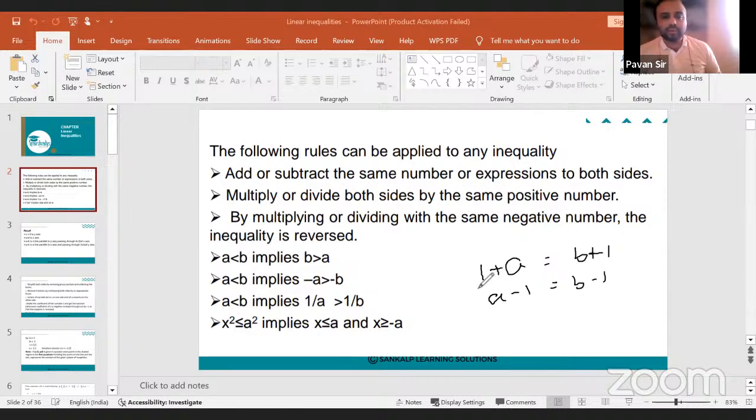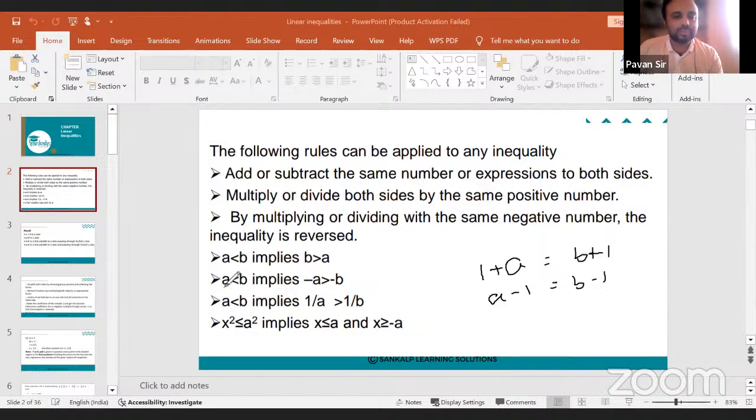These are allowed. Multiplication or division of both sides by the same positive number. As we know, in some equations we write multiplication on both sides by 2, or like that, in order to get the equation. So we can get the inequalities by making the equalities by making a subtraction or addition or division or multiplication on both sides.